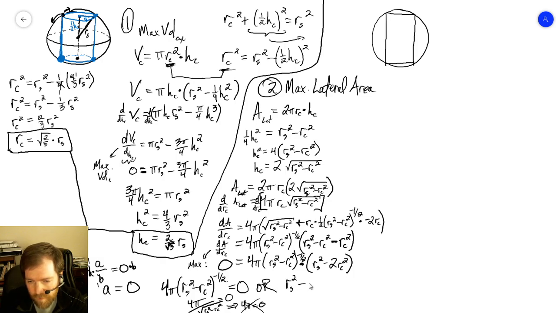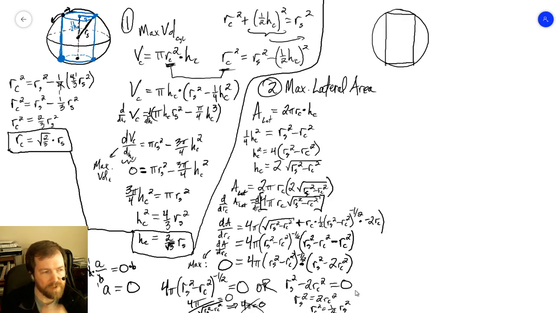This is rs squared minus 2rc squared equals 0. Again, one has to be 0 or the other. And then when you move this over, this is rs squared equals 2rc squared. We wanted to find out the relationship such that rc is in terms of rs. So divide by 2. This is going to be rc squared equals 1/2 rs squared.